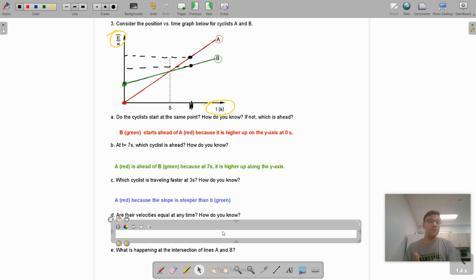The line A has a steeper slope the entire time. So that means it is moving faster than B the entire time, right? And that should make sense because A started behind B and ends up getting ahead of B. So it has to be moving faster.